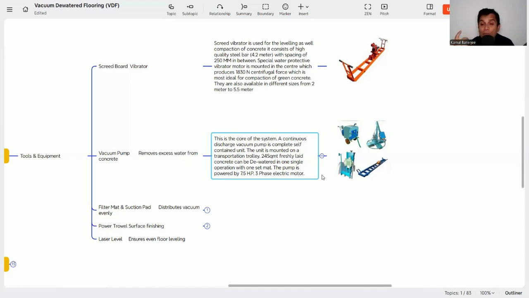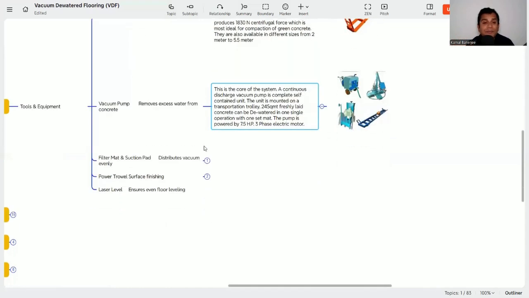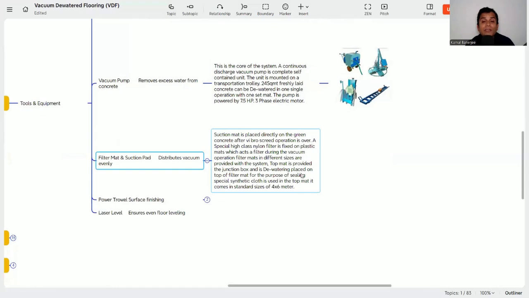Then the filter mat and suction pad distribute the vacuum evenly. The suction mat is placed directly on the green concrete. After the vibrator skid operation is over, a special high class nylon filter is fixed on plastic mats, which acts as a filter during the vacuum operation.